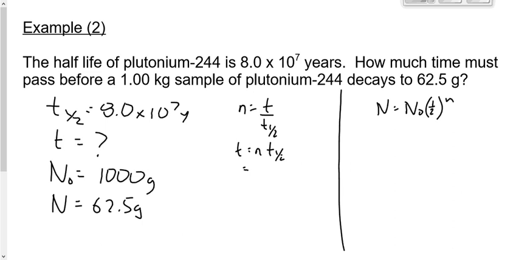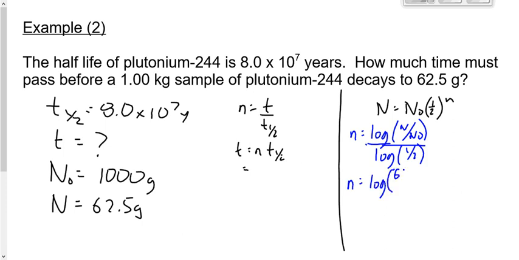Good. How many people have used logarithms in math class? Some of you probably haven't. How many people have not used logarithms, have never heard of logarithms, or just don't like logarithms? Here's the first way to do this. The first way is using logarithms. We're going to say little n is equal to log of n over n0, over log of 1 half. So we're going to say log of n, 62.5, over 1,000, divided by log 0.5. Let's do that on the calculator now.